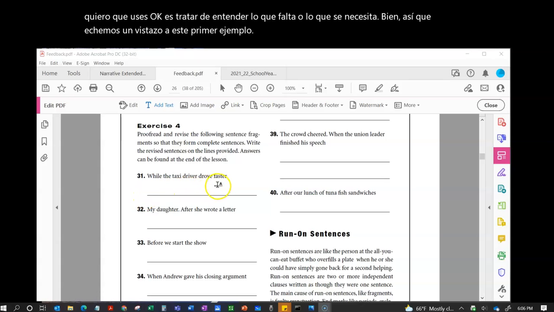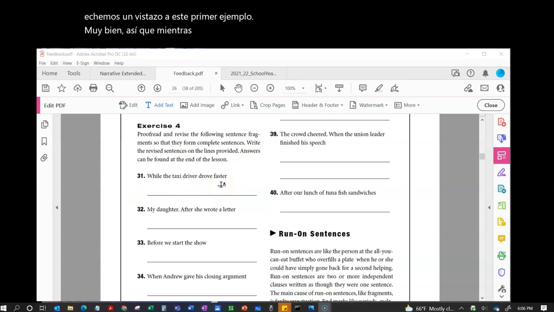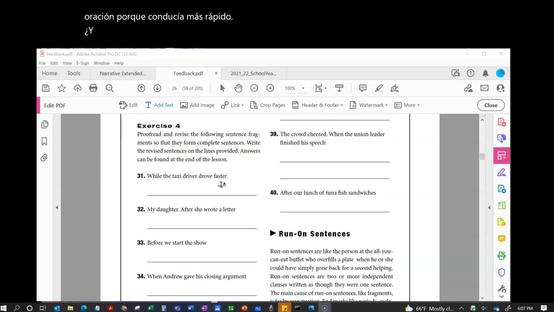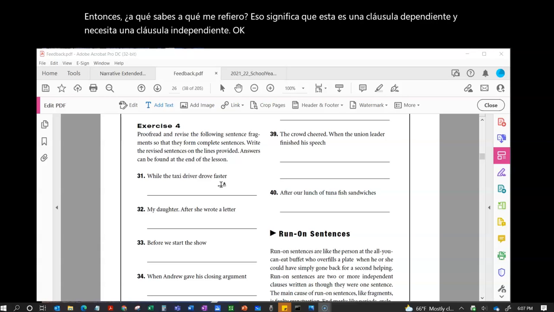So while the taxi driver drove faster. So that's a sentence fragment because drove faster than what? You know what I mean? So that means that this is a dependent clause and it needs an independent clause, okay? So when I went to the back of the book, I found the independent clause, we held on, okay?